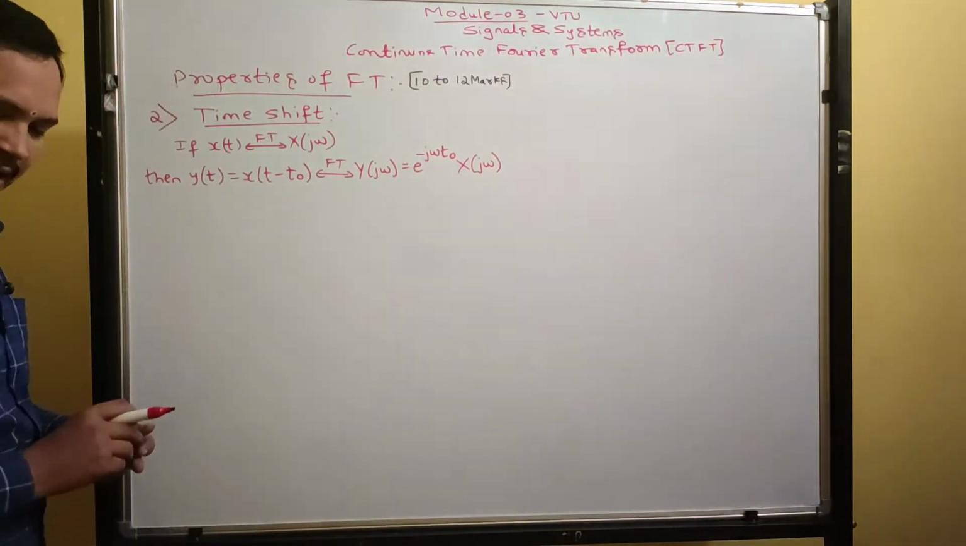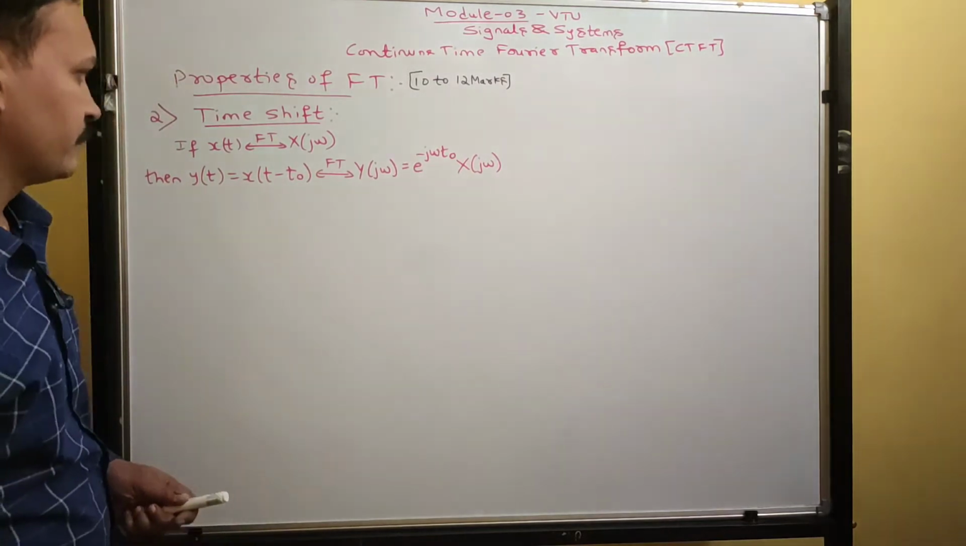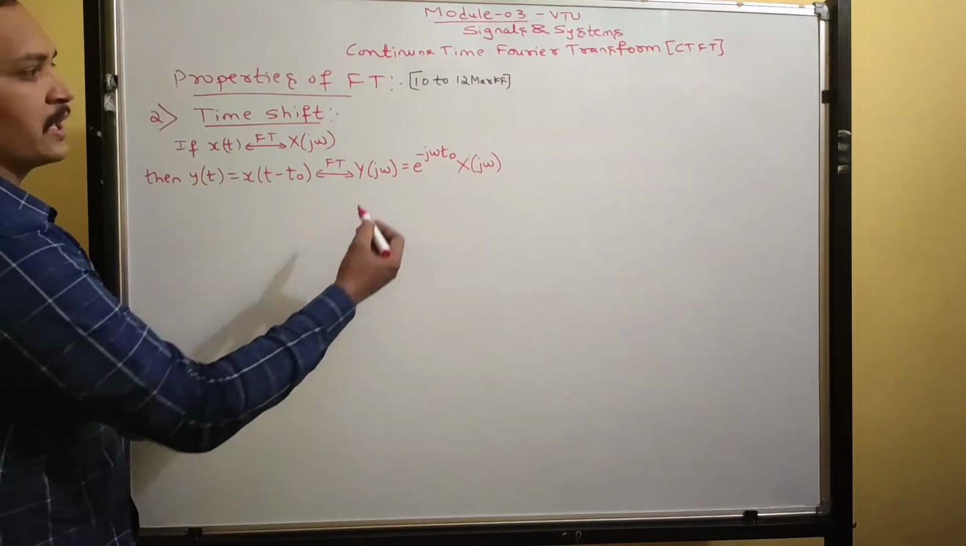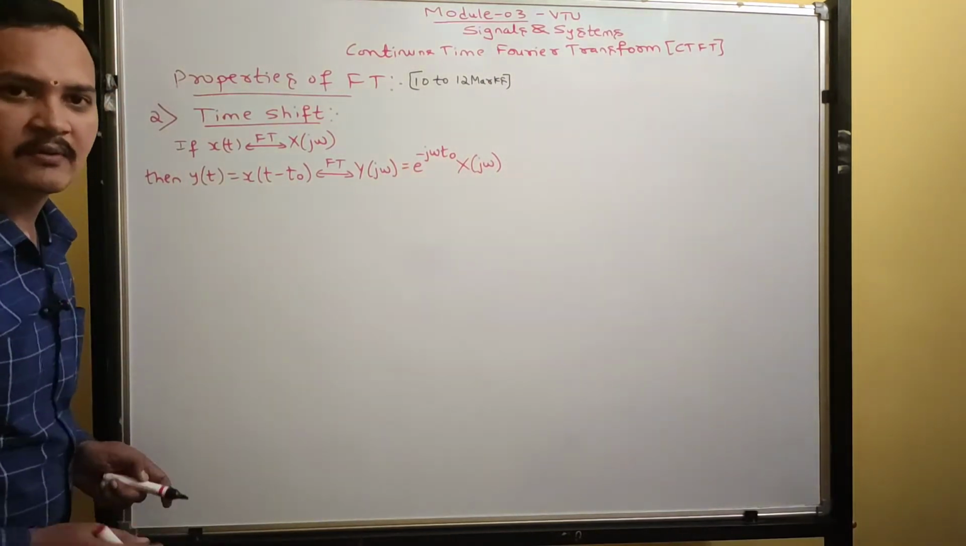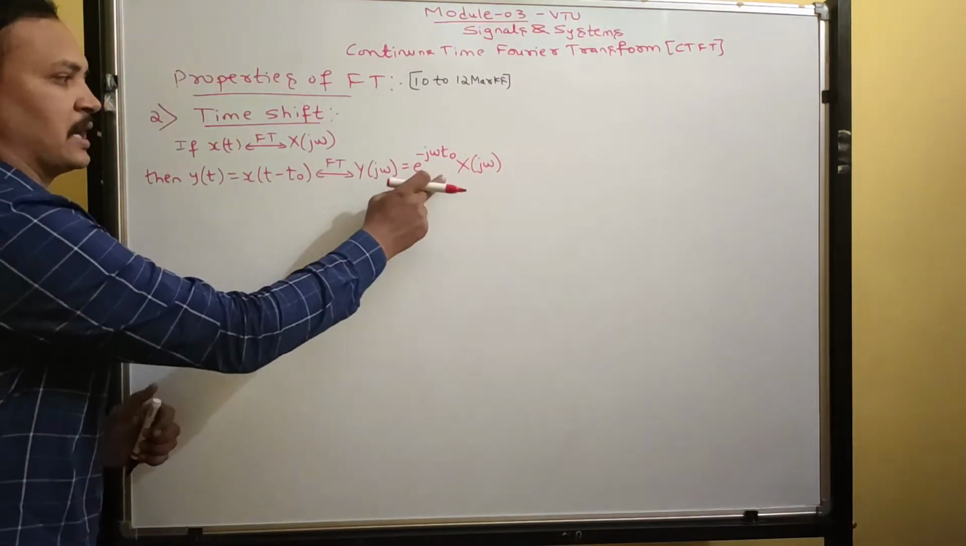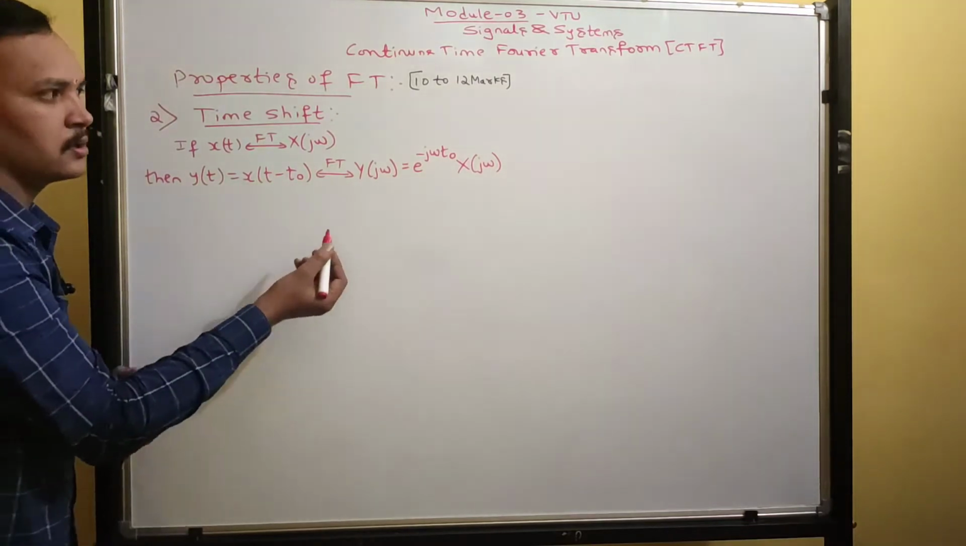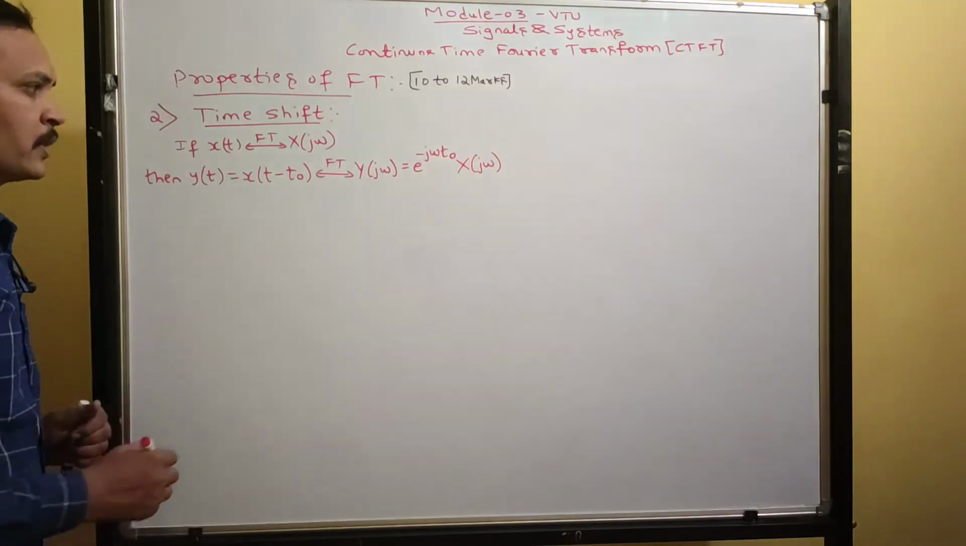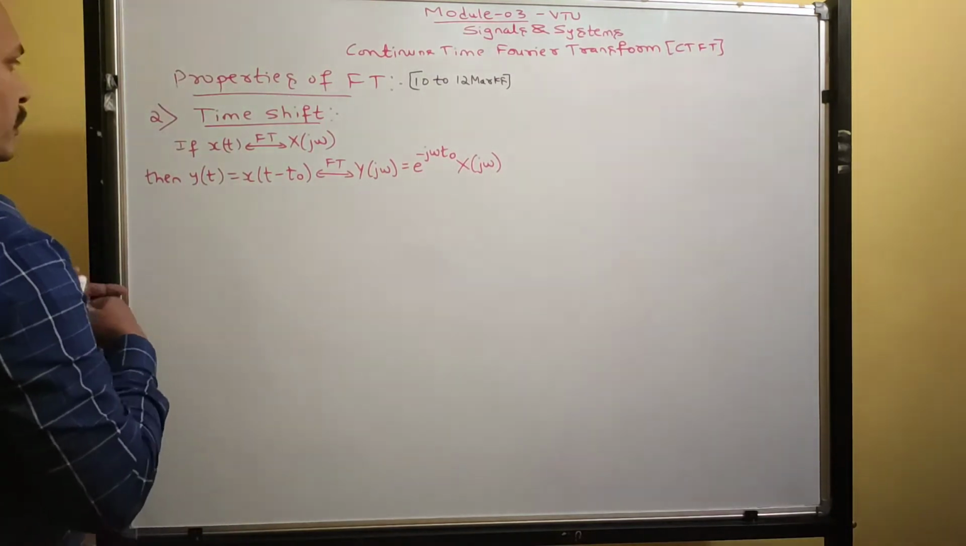So a shift in the time domain gives multiplication by an exponential in the frequency domain with the same sign. If it is t plus t naught, then we get e to the power of plus j omega t naught. Let us do the proof of this.